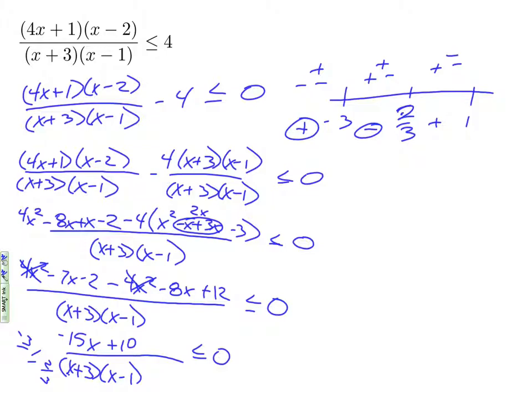Then to the right of 1, let's pick 2. 2 on the top: negative. 2 on the bottom left: positive. 2 on the bottom right: positive. So that means that section is negative. Alright, so what does this problem want? Positives or the negatives? Negative. It wants the negatives. So between negative 3 and 2/3, or x has to be greater than 1.